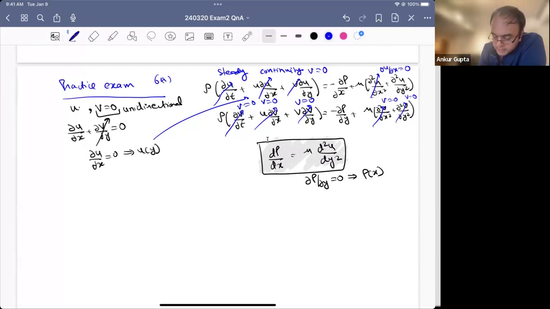And now, as we had discussed in the class, because this is only a function of X and this is only a function of Y, a sine X can never be equal to a sine Y, or an X square can never be equal to a Y square always. For a function of X to be always equal to a function of Y, both of them are constants. You can essentially say dP by dx is a constant, so I'll replace this as delta P by L. And again, this is something you can expect.